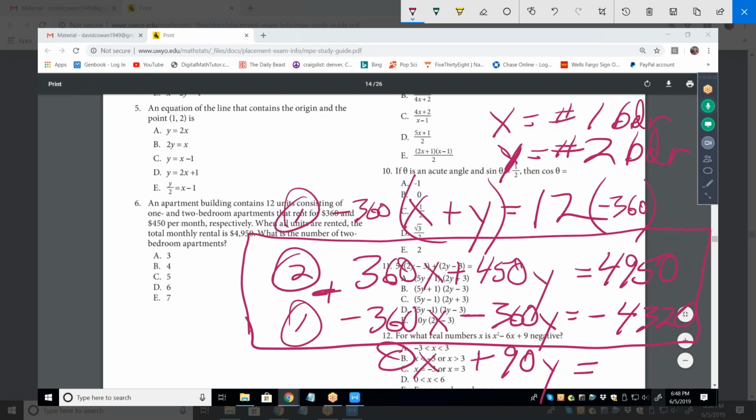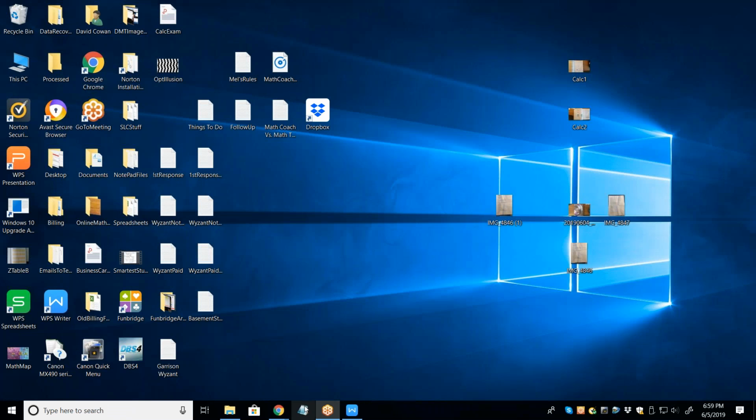Now I got to add the right side also. What's that come to? 630. Now I got 90y equals 630, y equals 7. That's how many two-bedroom apartments there are, 7. They didn't even ask for how many one-bedroom apartments there are, but clearly there are 5, because there's 12 in total. With me?